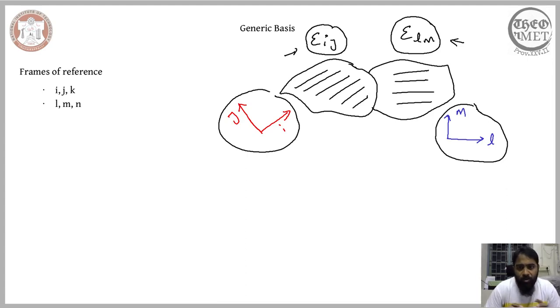Our understanding of the tensor, or the destination that we are moving towards, is to express the tensor in such a way that it is independent of the frames of reference. It is independent of the coordinate system. So that is the destination towards which we are progressing.